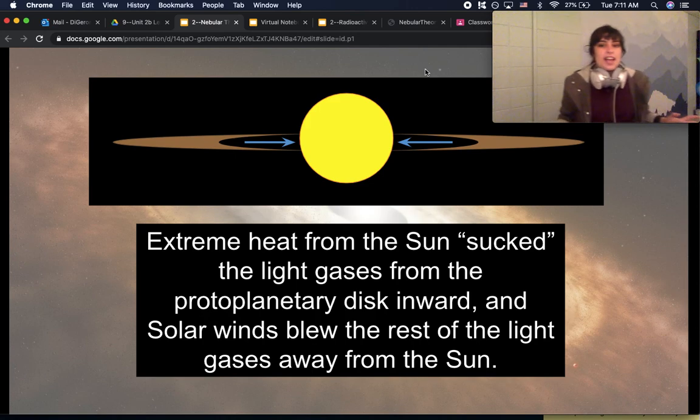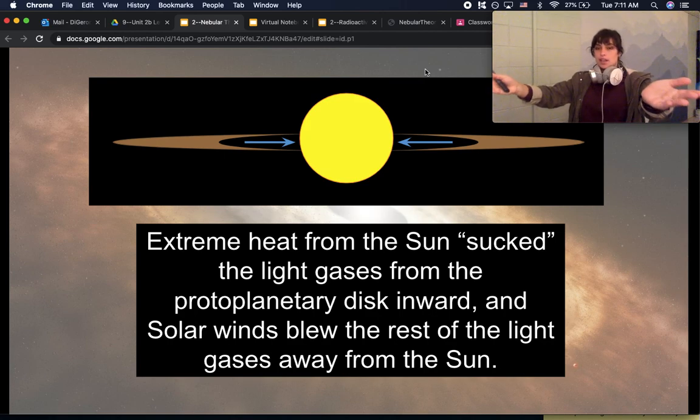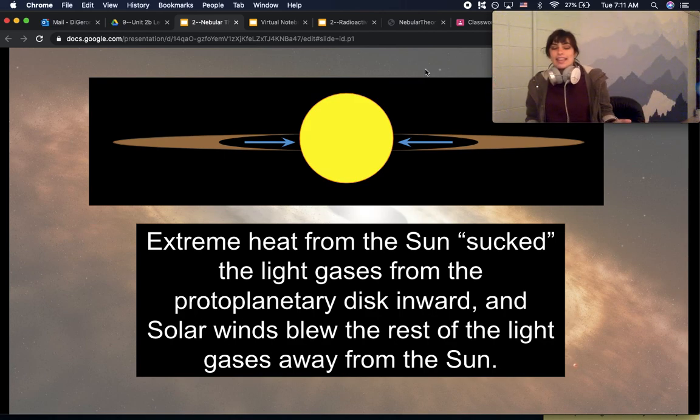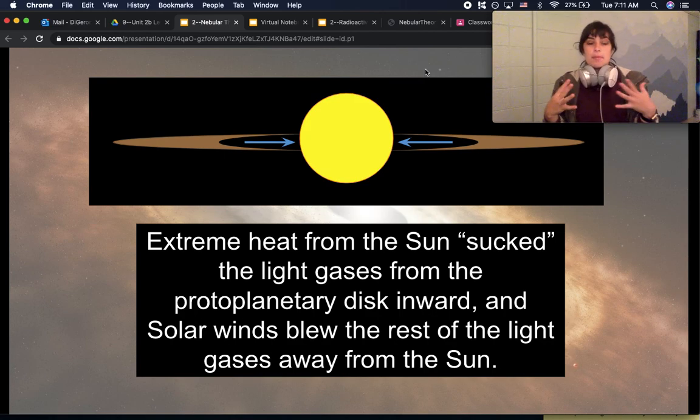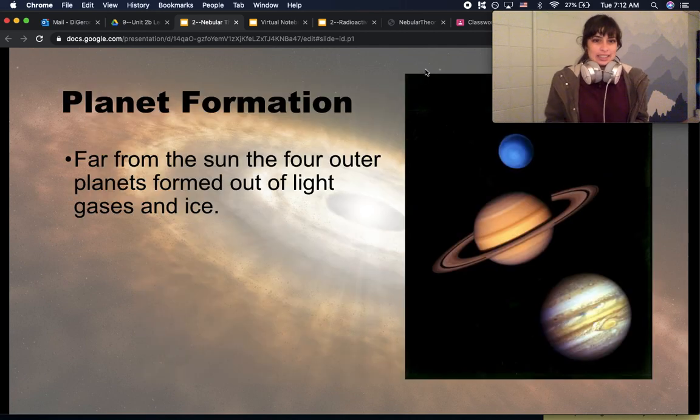Extreme heat from the sun sucked light gases from the protoplanetary disk inward, and then solar wind blew the rest of the light gases away from the sun. So there are some light gases close to the sun because of its heat, and there are some light gases extremely far away from the sun because of solar wind. Solar wind is also produced because of the sun's heat.